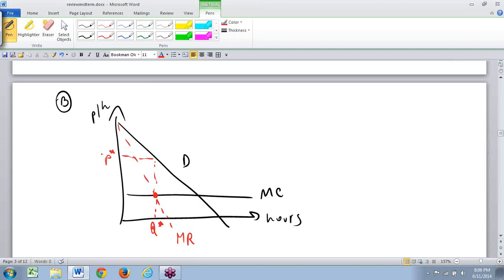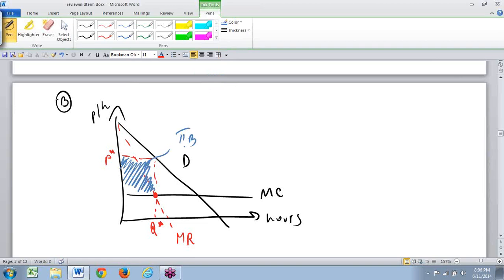In this case, what are the profits? Here it's easier to find the profits because the economic profits are equal to price minus average cost times quantity. So my profits now are this area, okay?